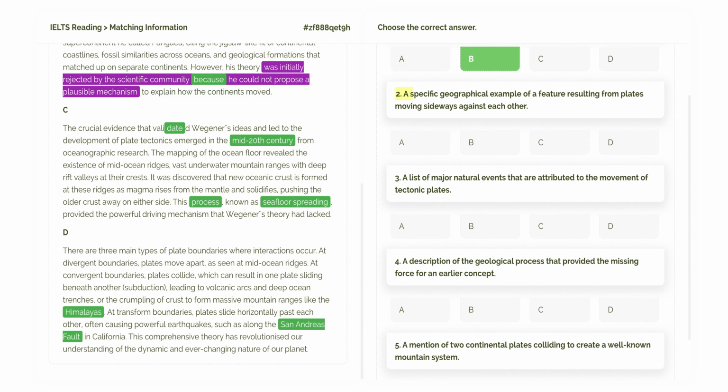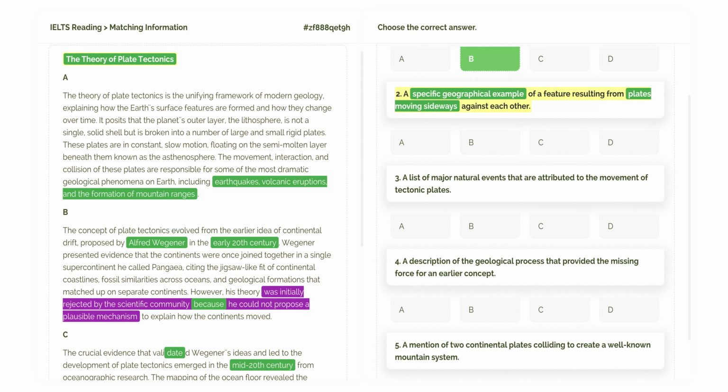A specific geographical example of a feature resulting from plates moving sideways against each other. For this question, we are looking for a specific geographical example. The keywords also include plates moving sideways. Our paragraph map flagged paragraph D as the one containing specific examples like mountain ranges and faults. It also described the different types of plate movements.